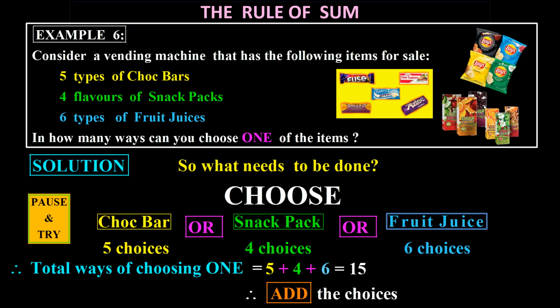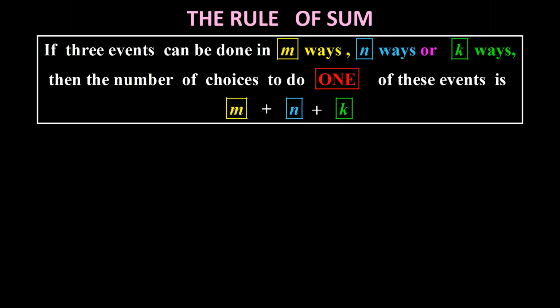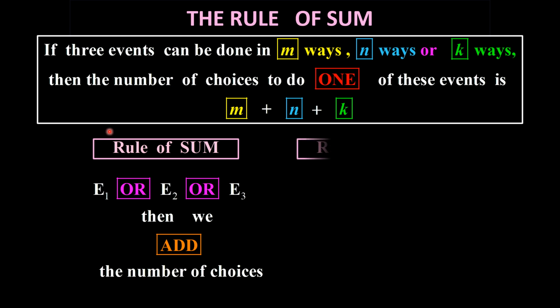Now let's get a rule for this. Let's just look at our rule here. If 3 events can be done in m ways, n ways, or k ways, then the number of choices to do one of these events is the sum m plus n plus k. So in the rule of sum, we have event E1. We choose between event E1 or E2 or E3. Then we have to add the number of choices, right? If you have to choose one of these events.